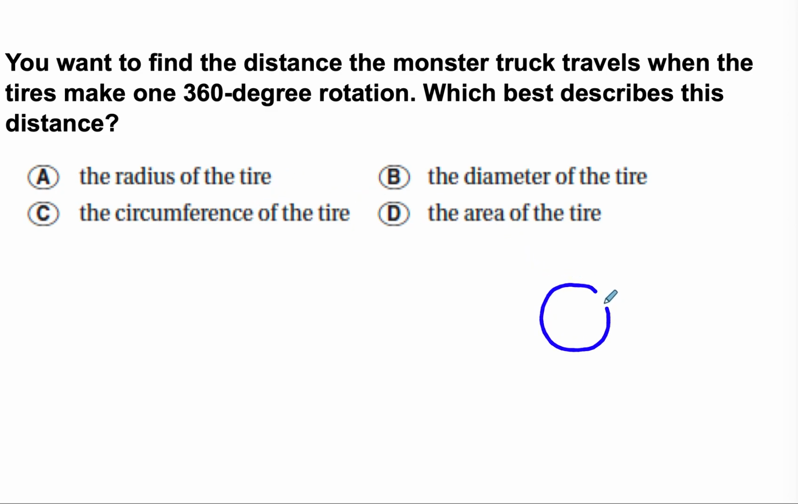So here is my tire. And I want to know the distance it takes in one turn. That's going to be circumference.